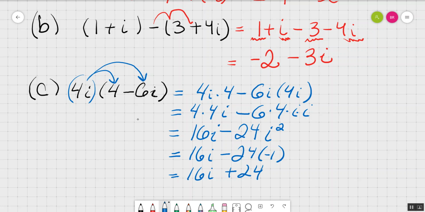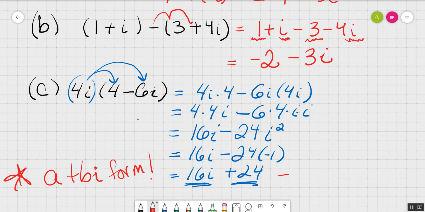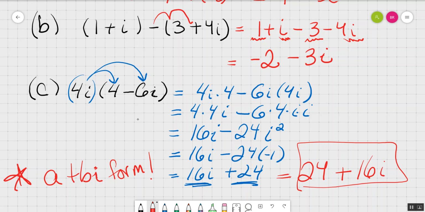Now this is written improperly because my i term is first, my 24 is second. Remember, pro tip, complex numbers, a plus bi form. That means I've got to put the stuff without the i's first, and then the stuff with the i's second. So this is the proper form for your answer. I'm hoping you've been noticing that I've been doing that from the very beginning.